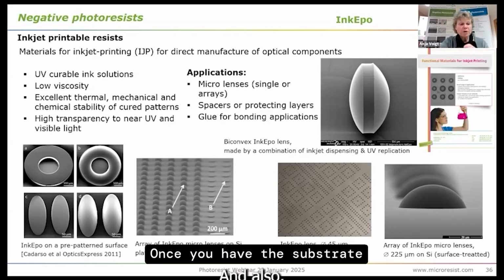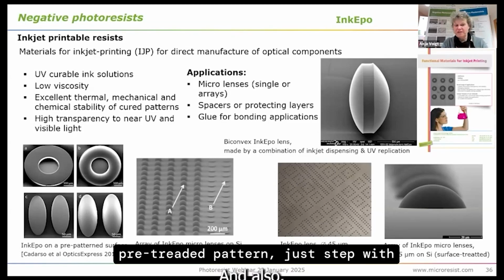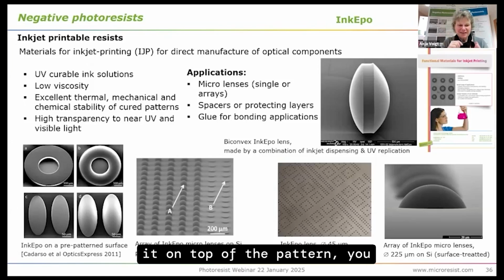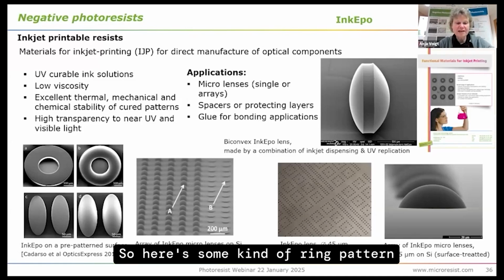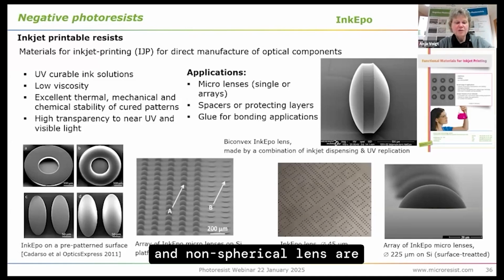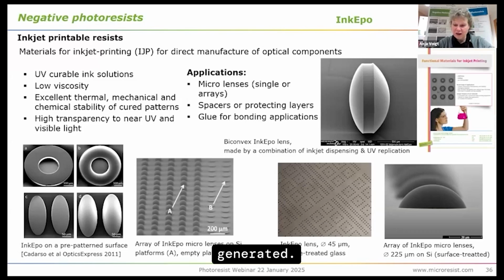And also, once you have the substrate pre-patterned, just deposit on top of the pattern. You finally can shape the deposited pattern. So here's some kind of ring pattern, and non-spherical lenses are generated.